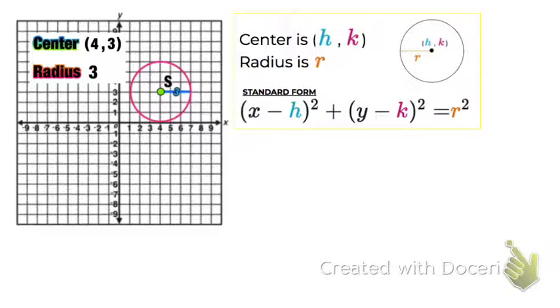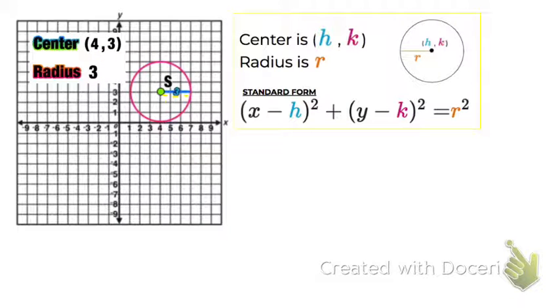Here we're going to write the equation of this circle in standard form using the information I have in that yellow box. So if you look at this circle, we see that the center is over 4, up 3. So the center is (4, 3). And the radius is the distance from that center to the edge. So you can see that is 1, 2, 3 boxes. So that's why we have a radius of 3.